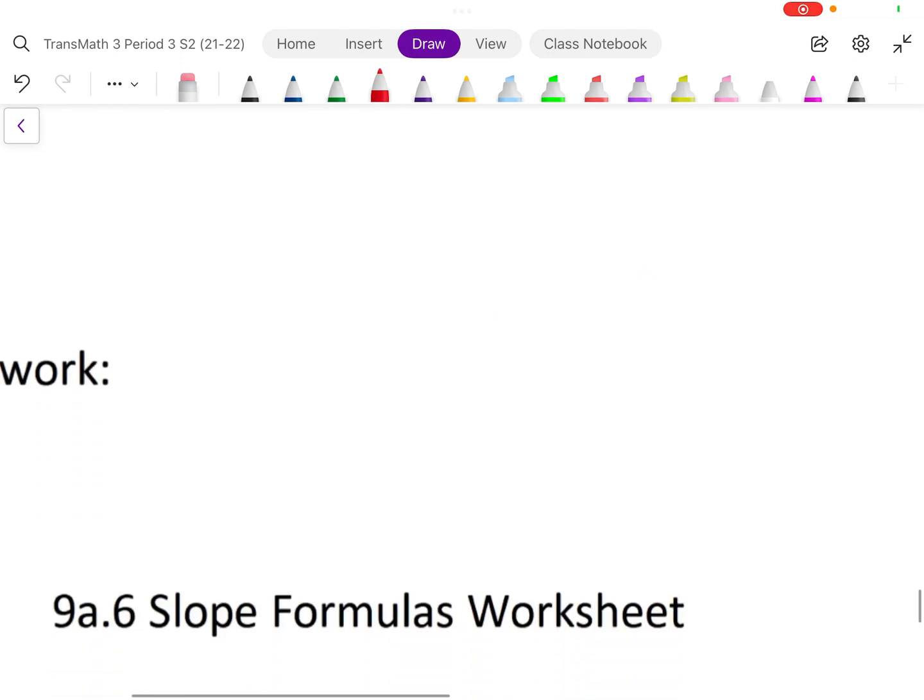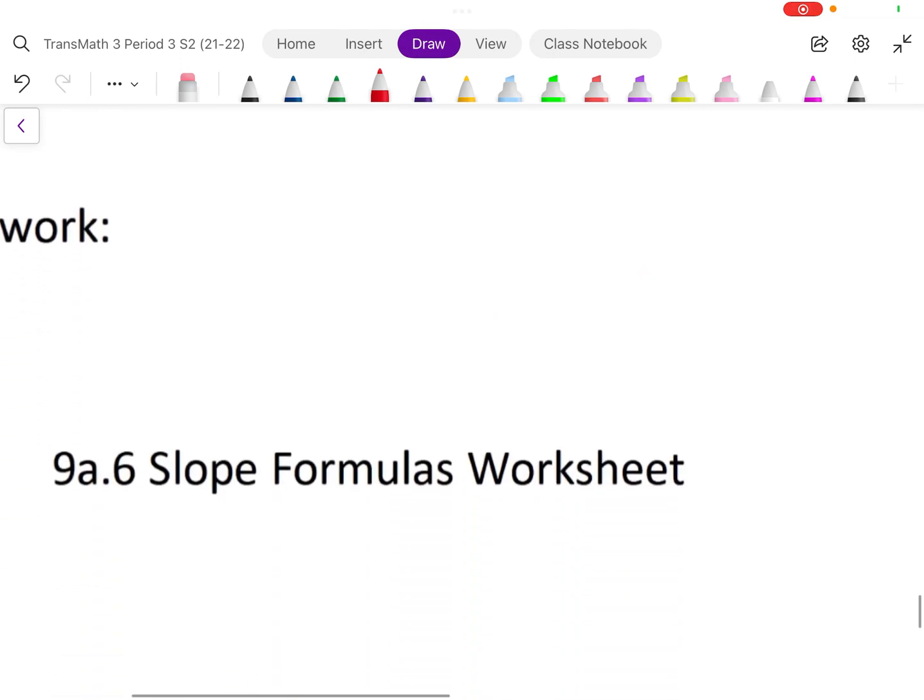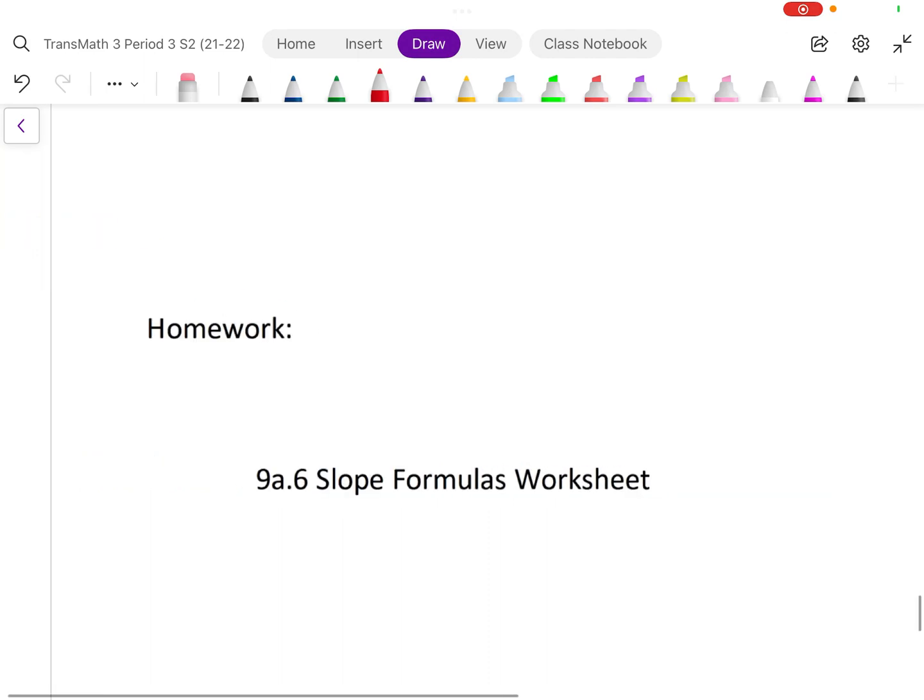All right, so that was 9a6 slope formulas. Your homework is the 9a6 worksheet that is in your green packet. If you have any questions, I will actually not be there again tomorrow for Friday. We will be watching the 9a7 video. When we come back next week, Monday, we'll do 9a8. Definitely make sure if you have any questions, bring those to class that day. We will take care of those that day.